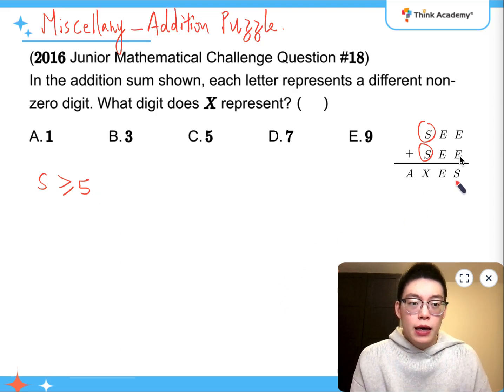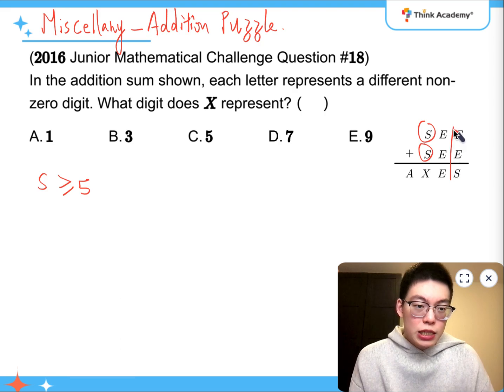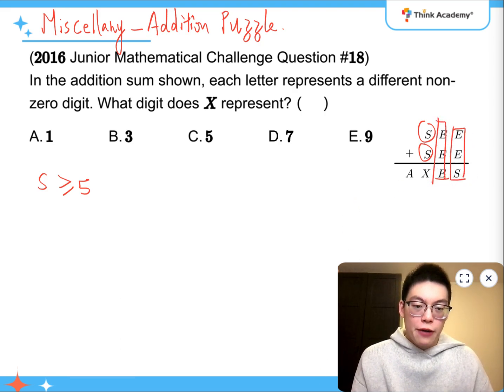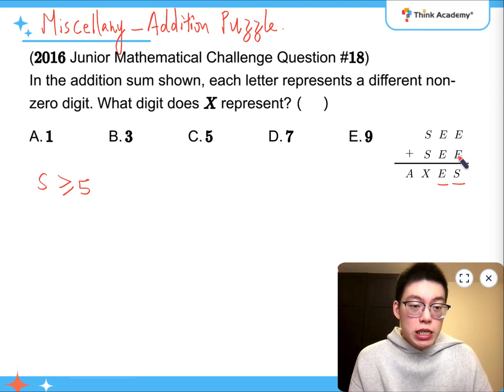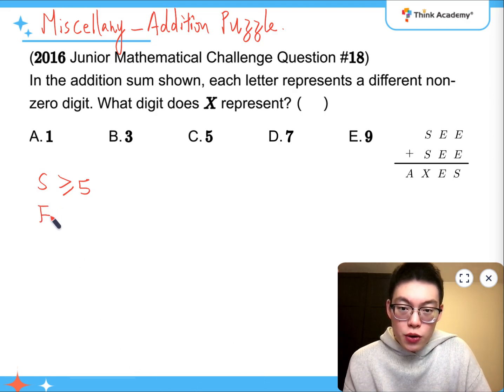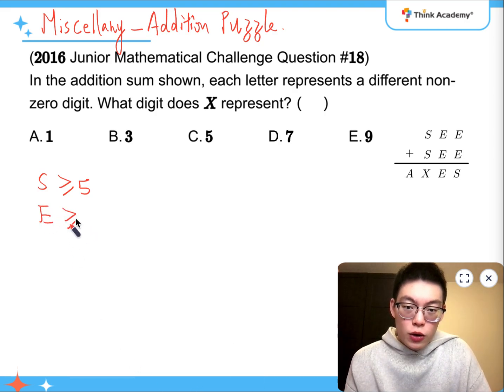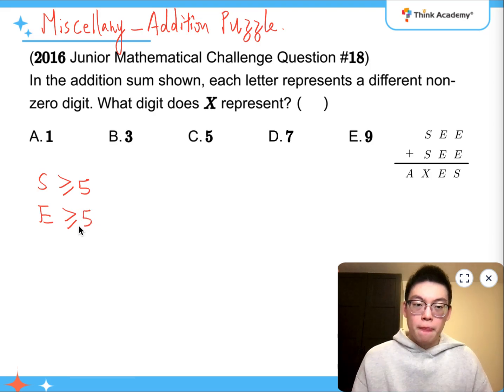Yeah? And also we can see that in these two columns, we both have two E's added up, but then the outcome is different. Right? Which means that when two E's are added up, there must be a carryover. Otherwise, the outcome should be the same. So, we know that E is also greater than or equal to 5.